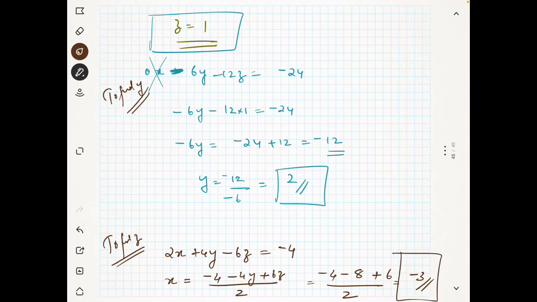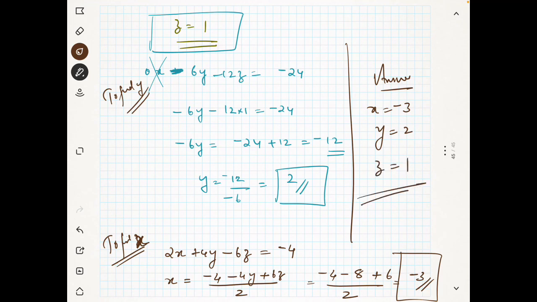So the answers are x is equal to minus 3, y equal to 2, and z equal to 1. So this is the method. This method can be easily programmed in the computer. Inshallah, I will show you. I hope it is clear to you. Thank you.